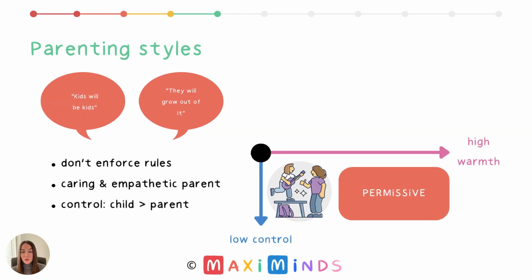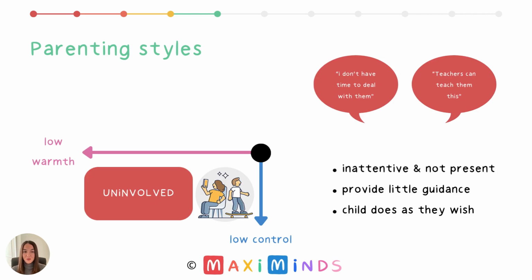We also have permissive parenting styles, which is denoted by high warmth but low control. They don't tend to enforce rules. They can be very caring and empathetic towards their children, but ultimately the control sits with the child rather than the parent, which you may see overflow into the classroom too.